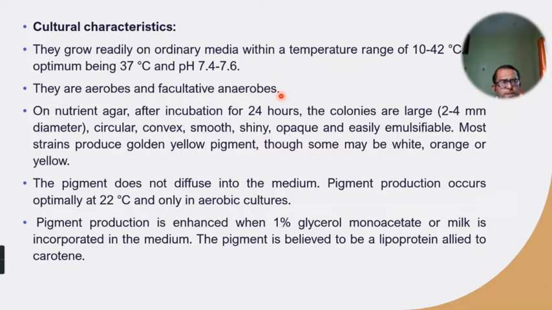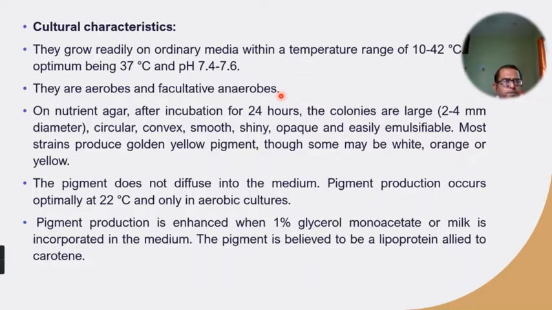Now most of the strains of this bacteria produce golden yellow pigment, though some may produce white, orange, or yellow. Staphylococcus epidermidis mostly produces white colored colonies, while Staphylococcus aureus mostly produces golden yellow colored colonies.